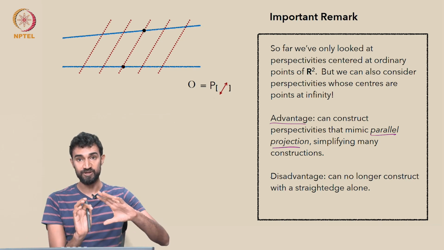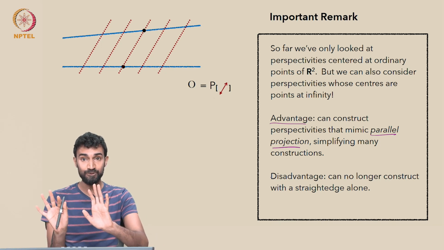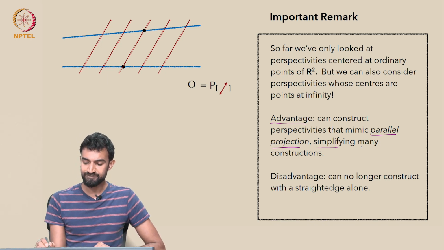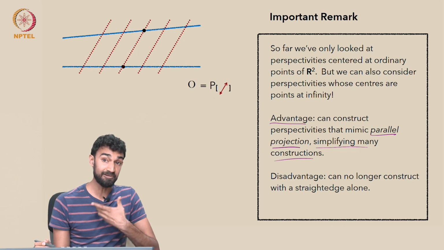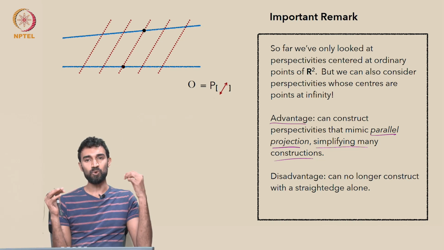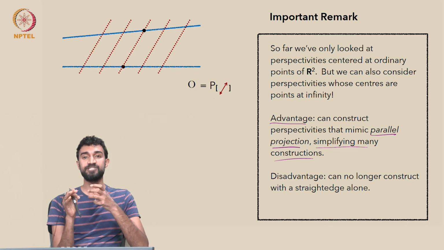This is parallel projection, what you're seeing here. You're just projecting by parallel rays of light, and this simplifies many constructions. So this is a useful thing to be able to do, parallel projection, as opposed to only doing central projection, which always does some distortion.